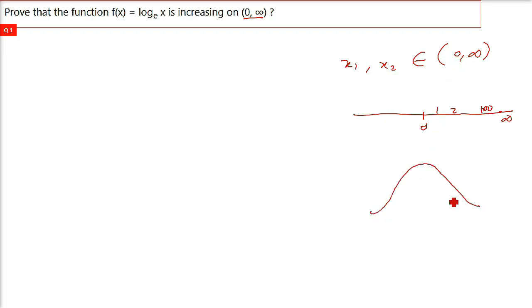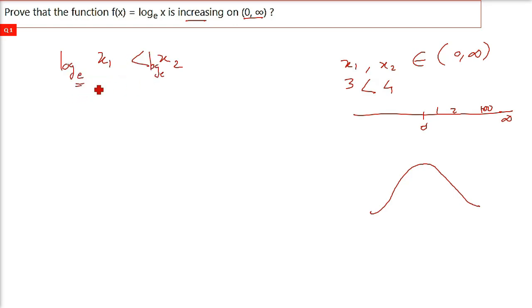So when we are talking about increasing and decreasing, if we want to show increasing, then we have to say that there are two numbers, x1 is the first number, x2 is the second number. That means x1 is lower than x2. In numbers, let us say x1 is 3 and x2 is 4. So 3 is less than 4. You understood that? Now when you take the log, what will happen?